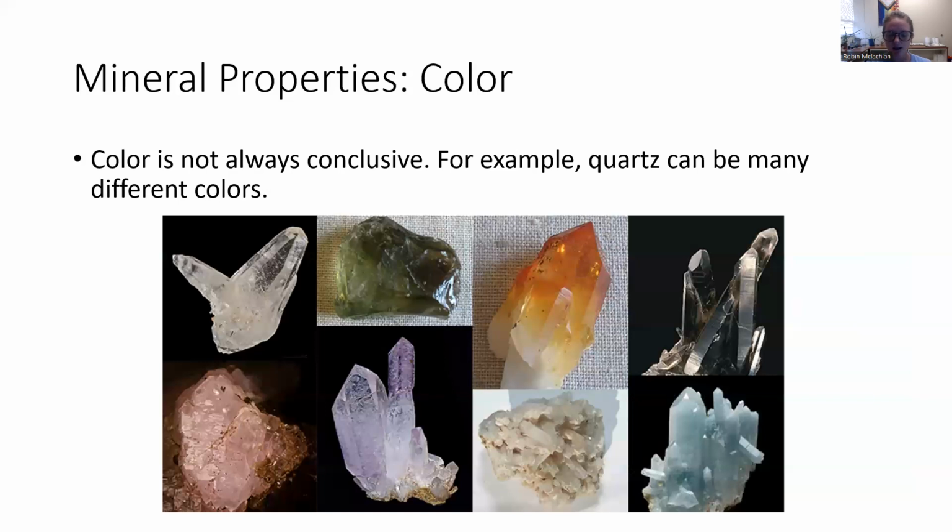Next up is color, and I know that it's so easy to look at a mineral and the very first thing you see is color and you want to use color to identify it. Please don't. Color is actually the worst way to identify a mineral, and that's because minerals can be so many different colors naturally. So for example, quartz, we often think of it as clear, and it's often clear, but it can also be green and orange and purple and pink and blue and gray and black. It can be all sorts of different colors, right?